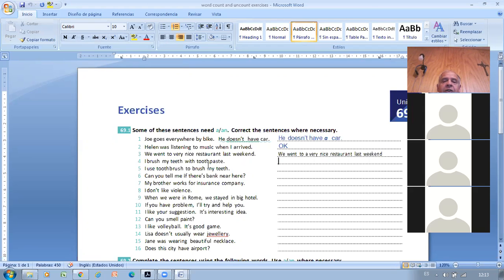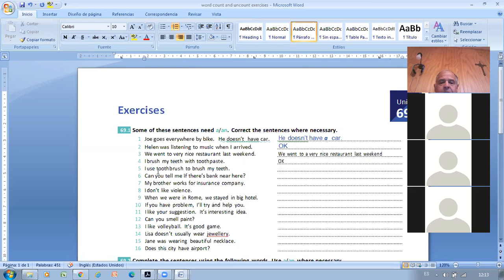You use a tube of toothpaste. So here, this is correct. Okay. Let's see, Danae. What about the next one? Read it and tell me if it is correct or not. I used toothbrush to brush my teeth. It's incorrect. Why? Because it has to be I use a toothbrush to brush my teeth.